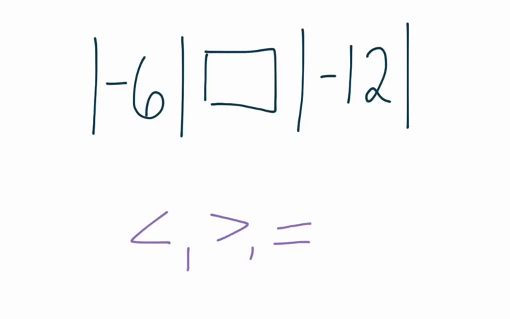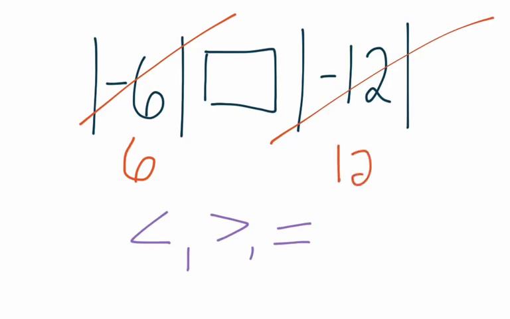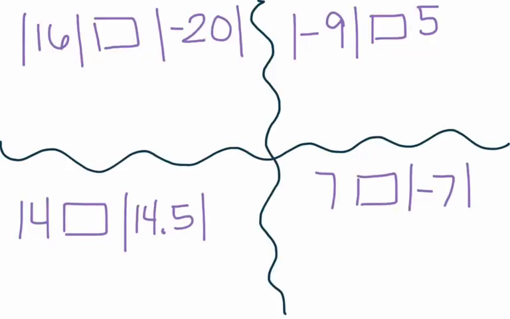Alright, so starting through, I know that the absolute value of -6 is 6. -6 is 6 away from 0. I know that the absolute value of -12 is 12. So if we were comparing 6 and 12, I know 6 is less than 12. So we would say the absolute value of -6 is less than the absolute value of -12.